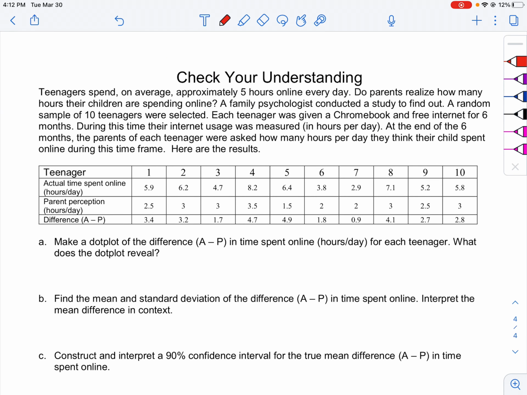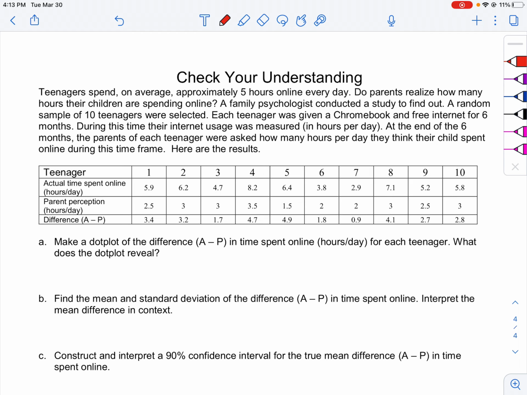Teenagers spend on average approximately 5 hours online every day. Kind of sad. Do parents realize how many hours their children are spending online? A family psychologist conducted a study to find out. A random sample of 10 teenagers were selected. Each teenager was given a Chromebook and a free internet for 6 months. During this time, their internet usage was measured in hours per day. At the end of the 6 months, the parents of each teenager were asked how many hours per day they think their child spent online during this time frame. Here are the results.